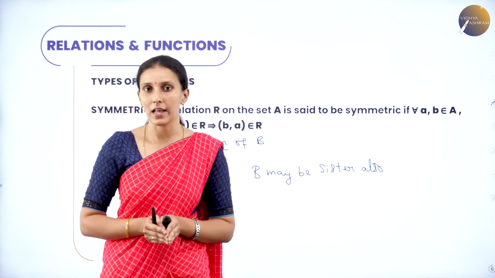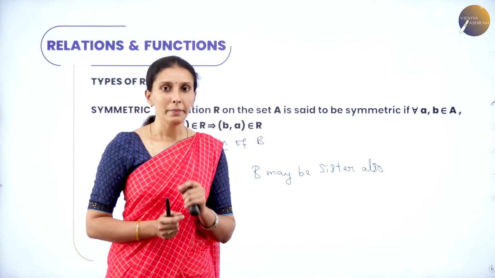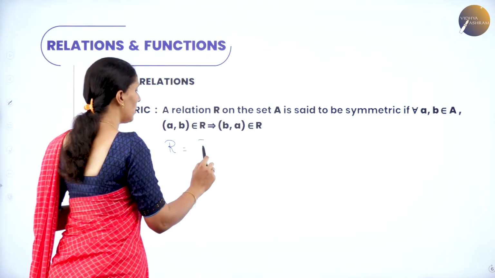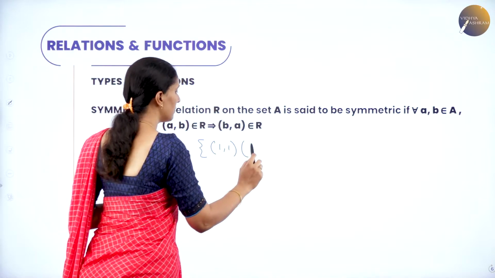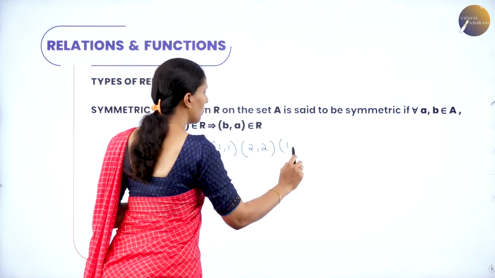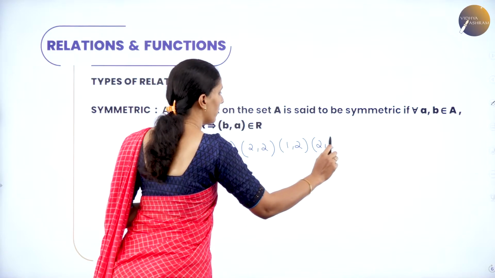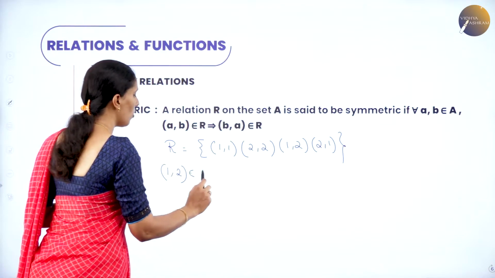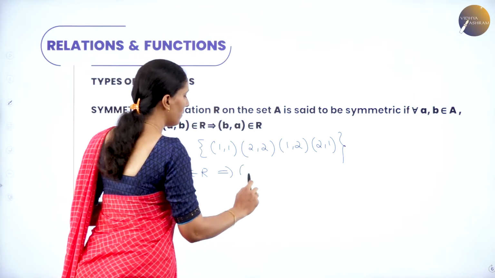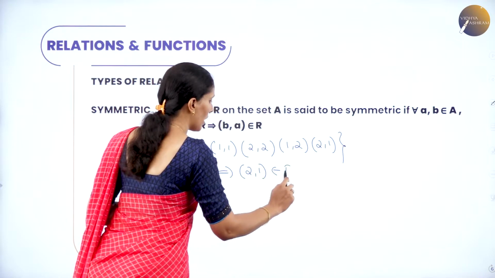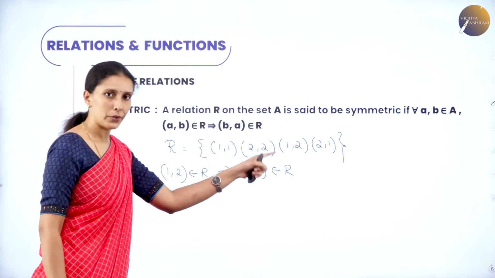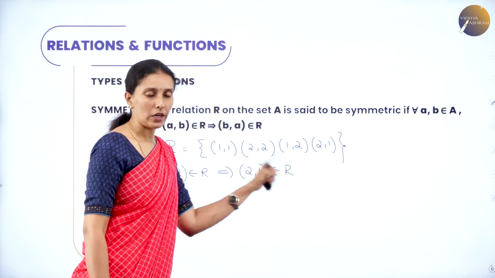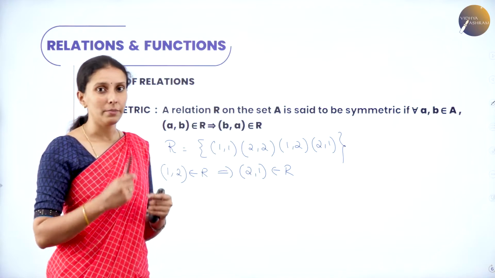Therefore, that is not an example for symmetric relation. Let me take an example of one more relation set. So let me take R is equal to {(1, 1), (2, 2), (1, 2), (2, 1)}. So clearly you see here (1, 2) belongs to R. Also we have (2, 1) belongs to R. So for all the elements, (1, 2) is in R and (2, 1) is also in R. Therefore, this is an example for symmetric relation.